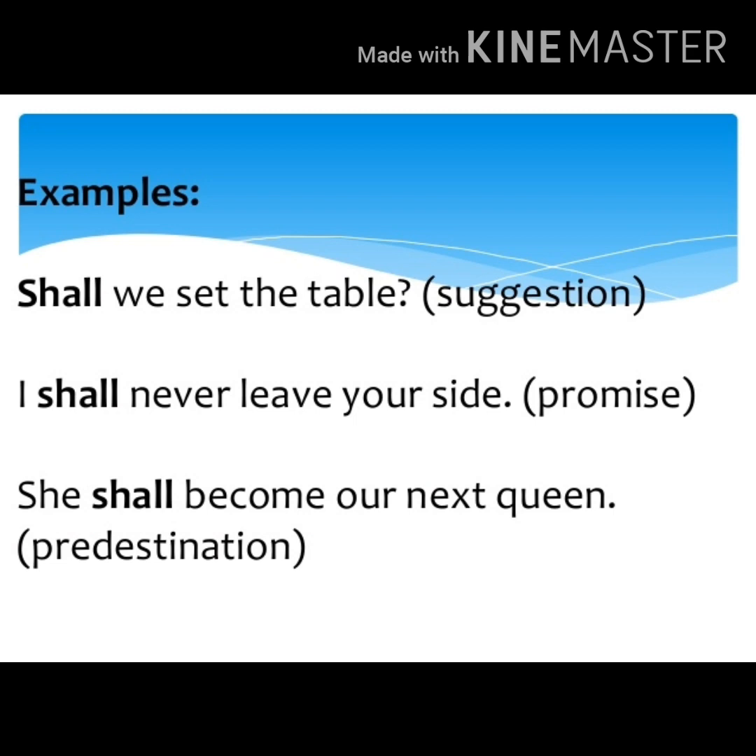Few examples are here to make it more clear. Shall we set the table? This is a suggestion. I shall never leave your side. This is a promise. She shall become our next queen. This is predestination. Here is a future prediction.